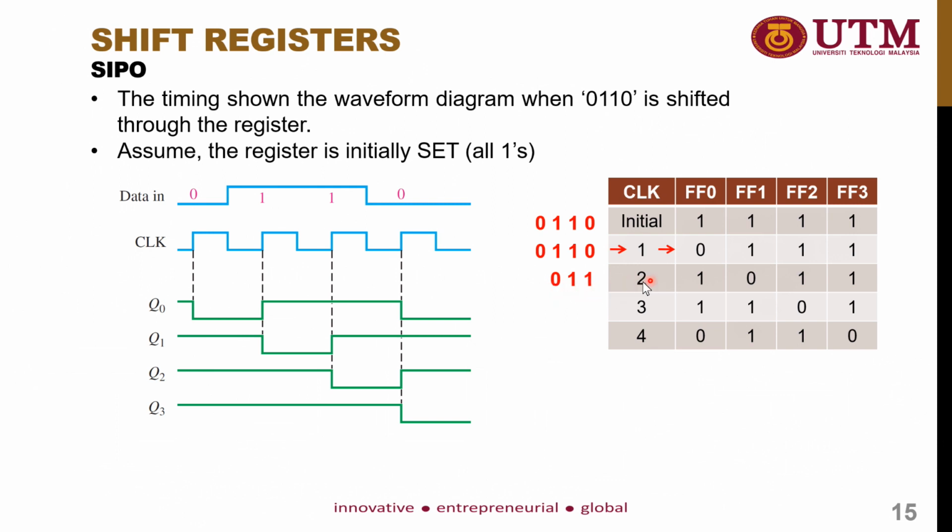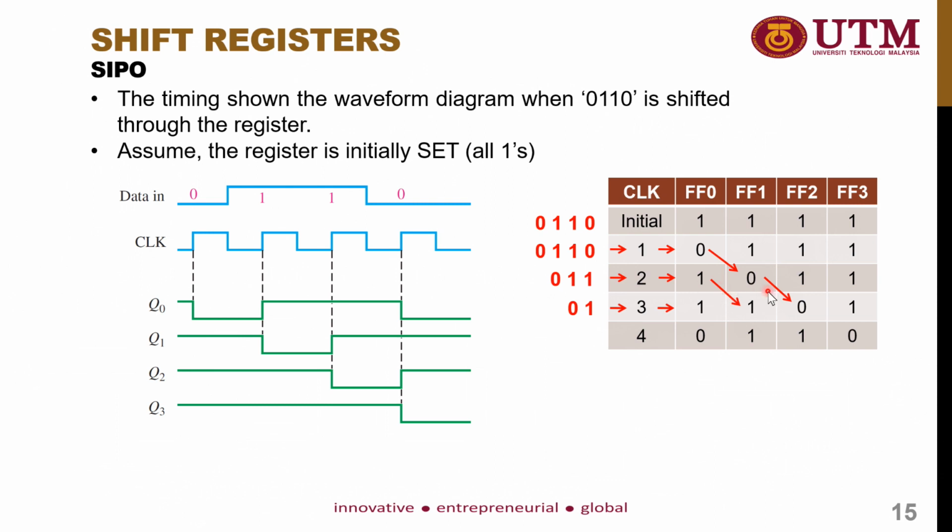At the second clock cycle, the data 1 will be transferred to flip-flop 0, and flip-flop 1 will take the output from the previous flip-flop 0. So the 0 from flip-flop 0 will be transferred to flip-flop 1. And then we have the remaining data of 0, 1. So 1 will be transferred to flip-flop 0, and the remaining will be transferred from the previous flip-flop.